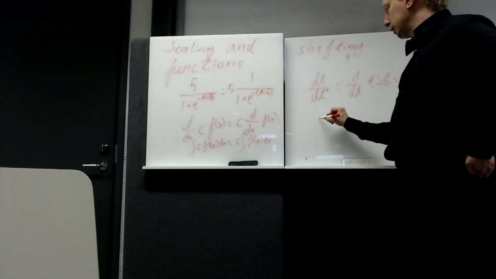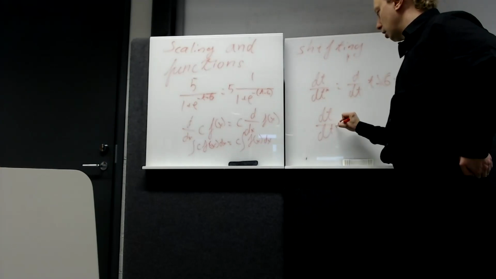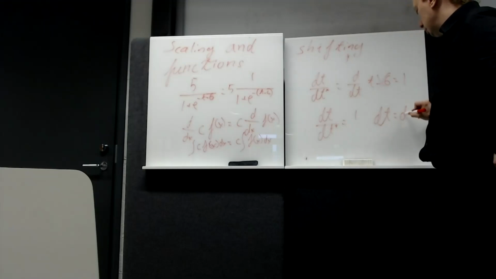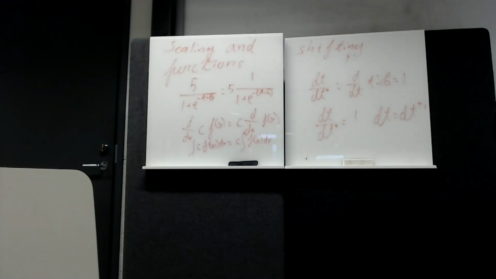So when we have the result that dt over dt star equals 1, that means that our differentiation unit is the same. But we'll have more about this later when we go through the substitution method.